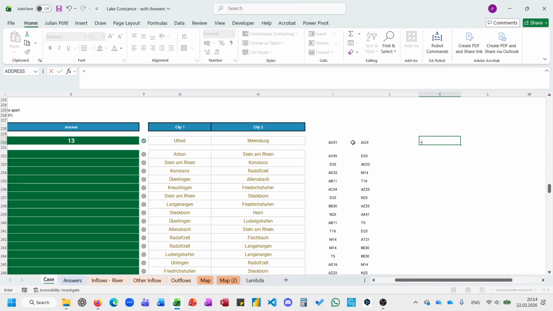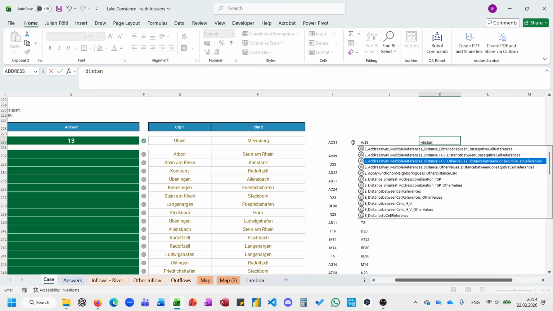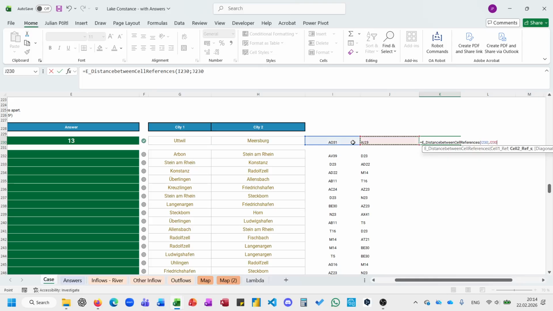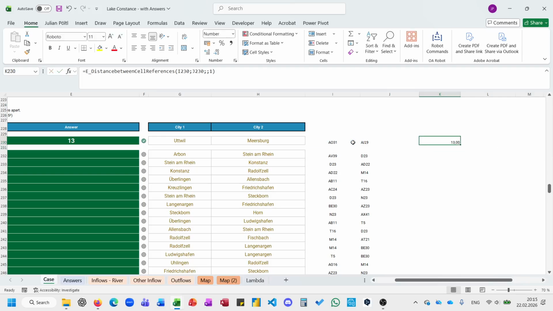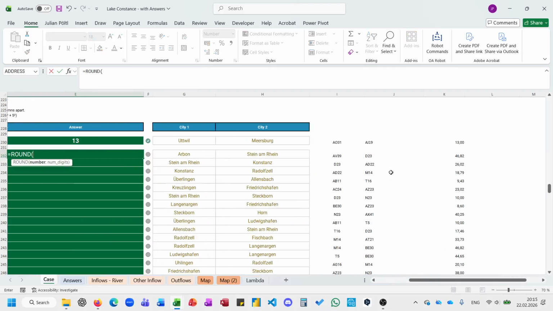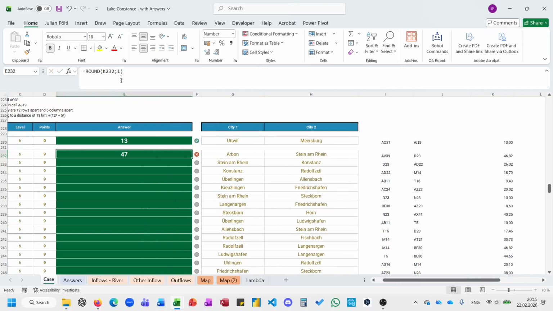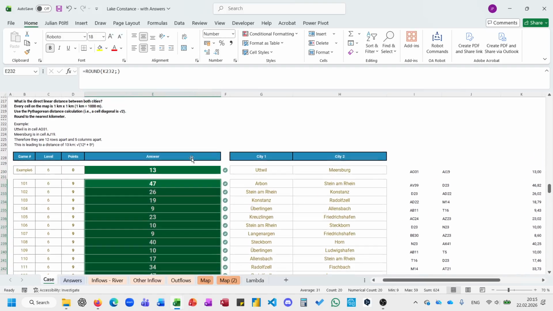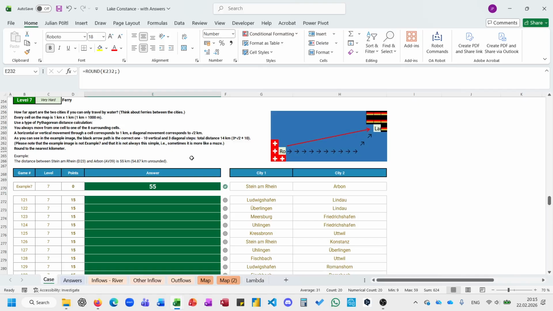Or you have distance between cell references, cell reference 1, cell reference 2, distance put, and you also have this solved. And then don't forget to round, not zero. Don't forget to round to the nearest digit. That was the issue. Interesting. Last level and bonus questions, of course.